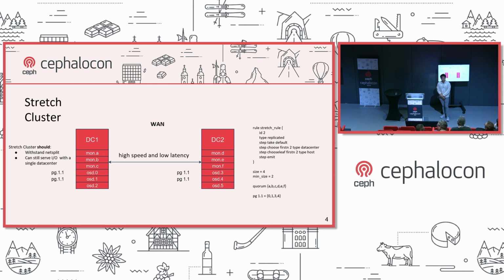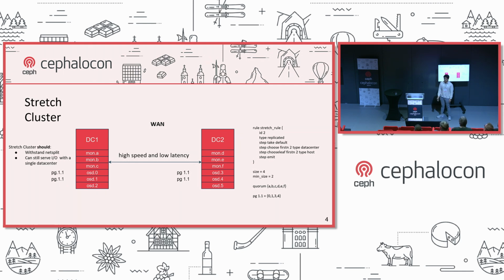A stretch cluster is basically a cluster that spans across multiple geographical locations. So it sits behind a wide area network. It's different from your traditional setup behind a local area network in one data center. So in this example, the cluster spans across 2 data centers. And with the connection being high speed and low latency, it should be able to withstand net split, and serve I/O if one of the data centers goes down.